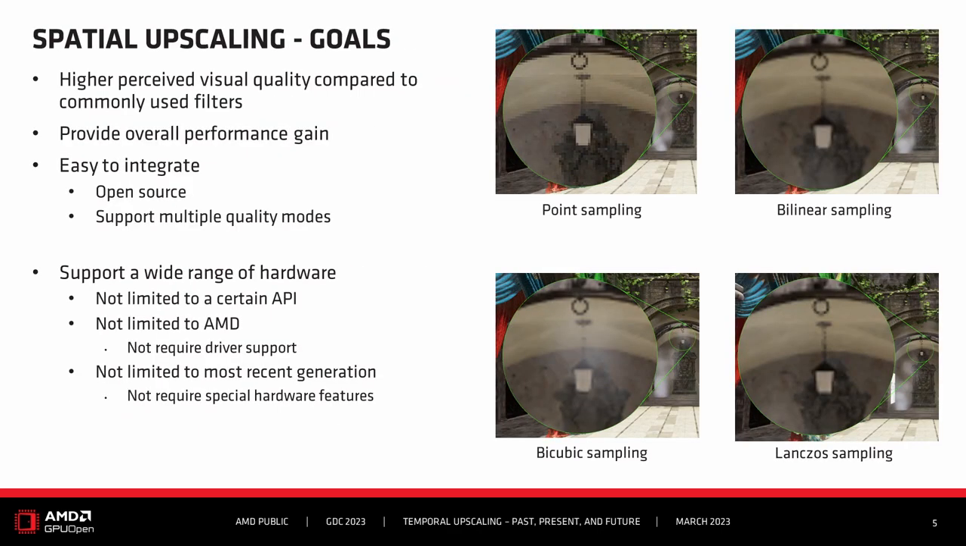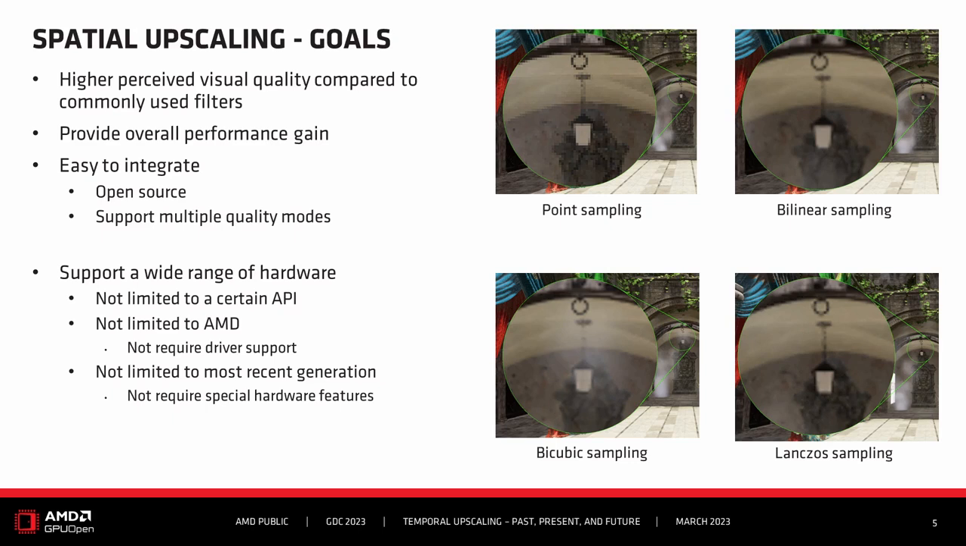When we started looking into building a spatial upscaler, it was clear that we needed to find a solution that works better than the filters most commonly used for upscaling, like point sampling, bilinear sampling, bicubic sampling, and Lanczos sampling. On the right, you can see four images using those filters to upscale an image to higher resolution.